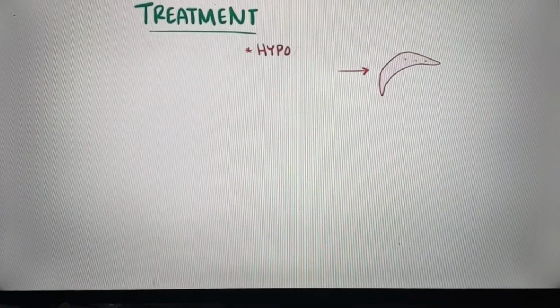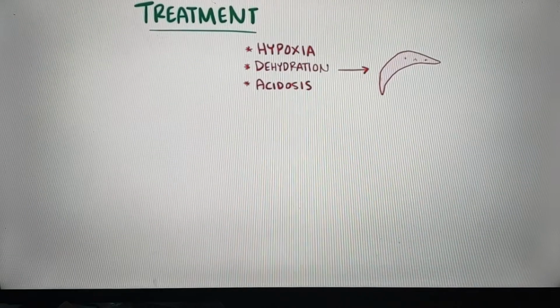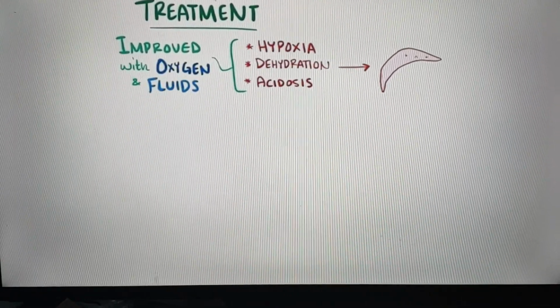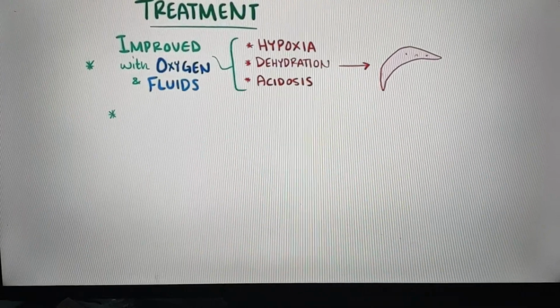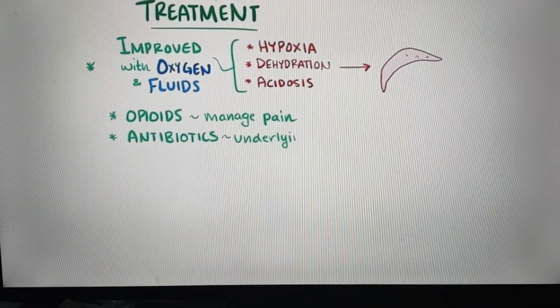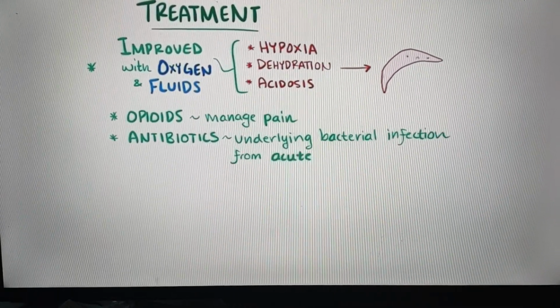The factors that cause red blood cells to sickle, which are hypoxia, dehydration, and/or acidosis, can be improved with oxygen and fluids, which are mainstays of treatment. In addition, opioids are usually used to manage pain, and antibiotics are used to treat any underlying bacterial infections, causing acute chest syndrome.